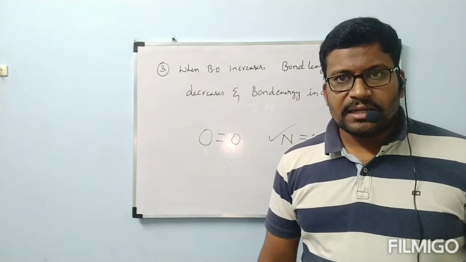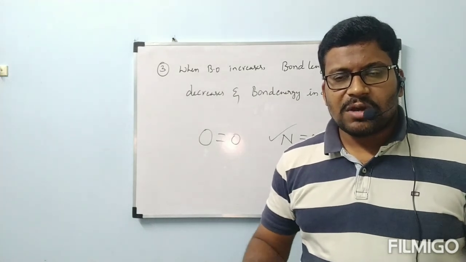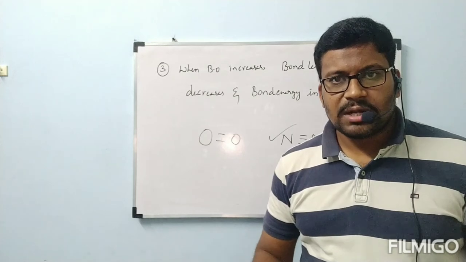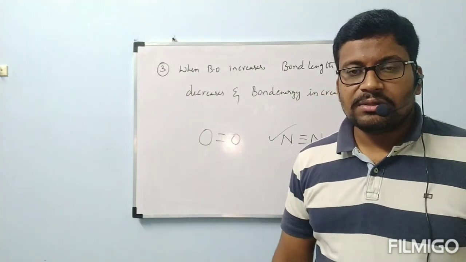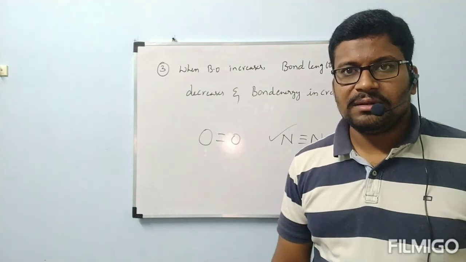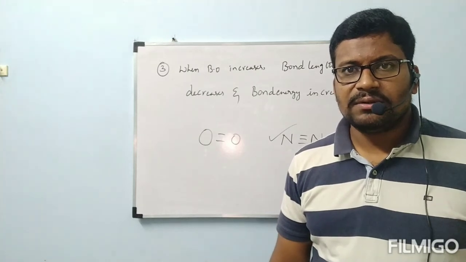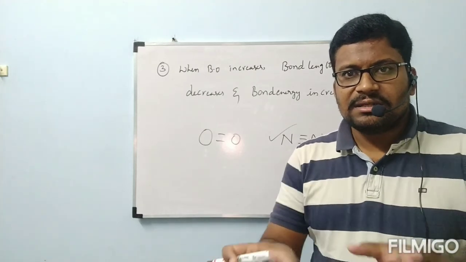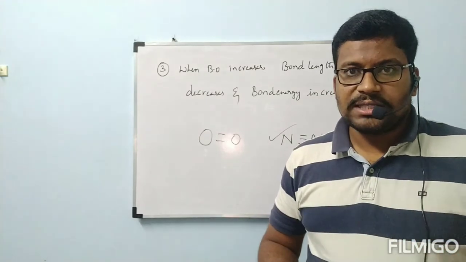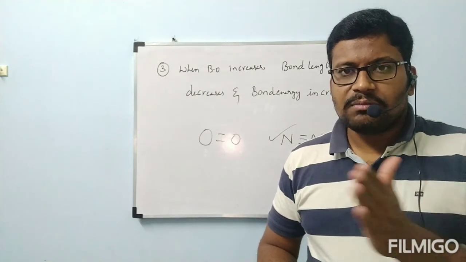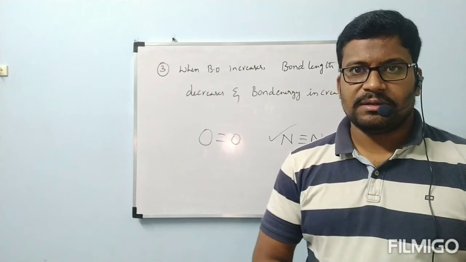What is the magnetic nature? How stable are they? Whether the molecule exists or not, by using bond order. Depending on bond order, after that we mentioned 3 points. Those 3 points are highly important. Please refer to them once again. When the length decreases, the atoms come closer and the molecule is more stable. Bond energy increases. Bond length and bond energy are inversely proportional to each other.